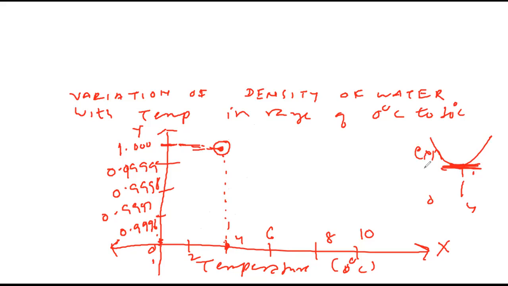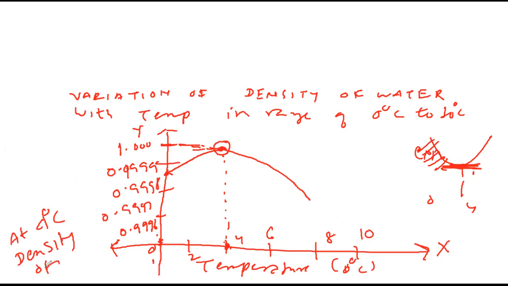Between 0 to 4, it was expanding. If expansion, then density will decrease because volume has increased. Then after 4, again volume is increasing, density will decrease. So this is ulta graph. At 4 degree Celsius, density of water is maximum.